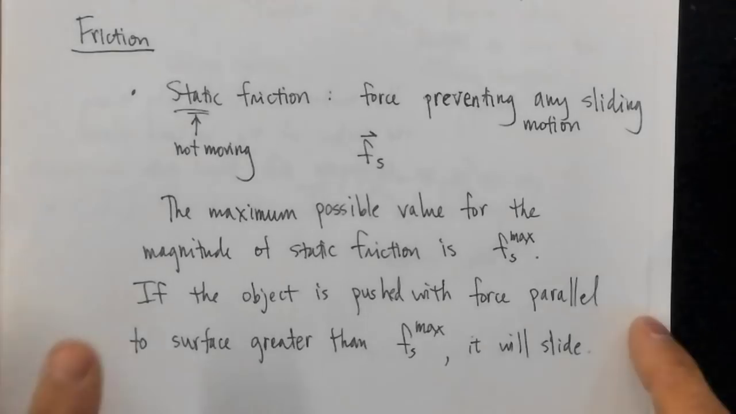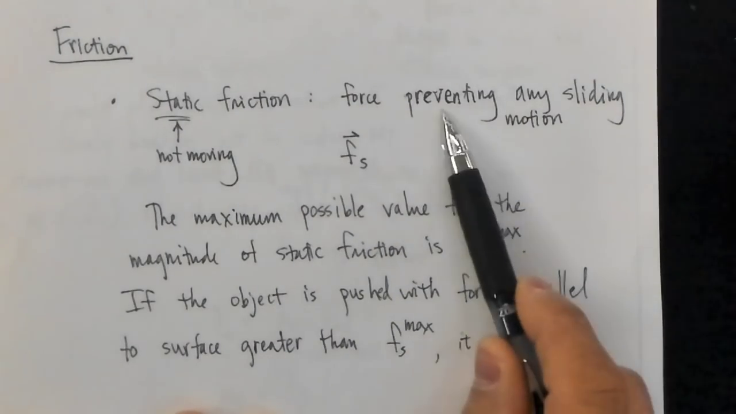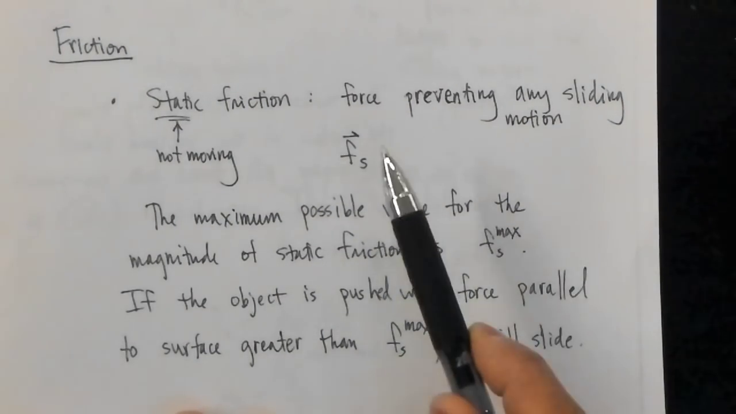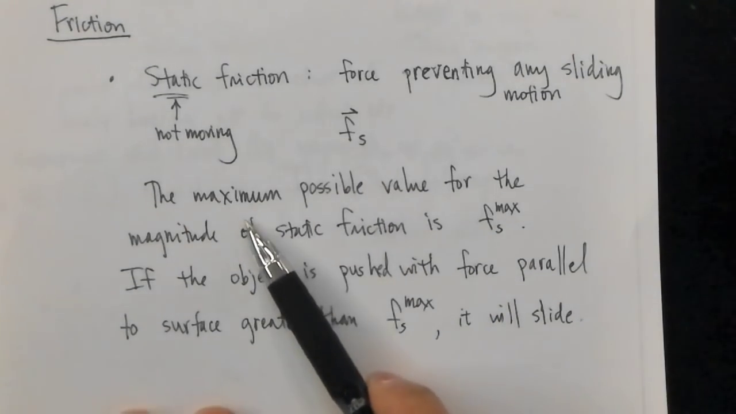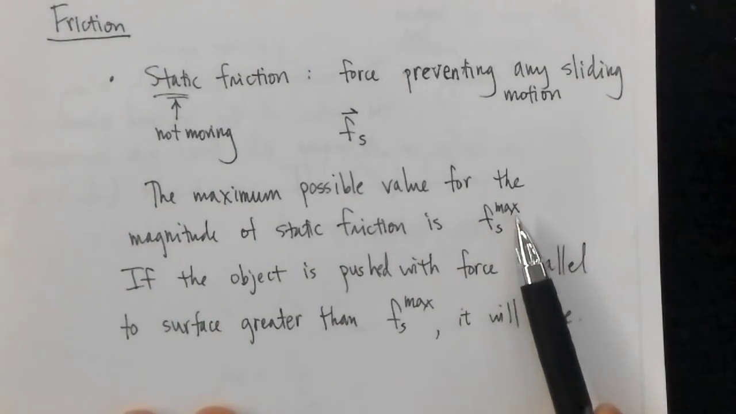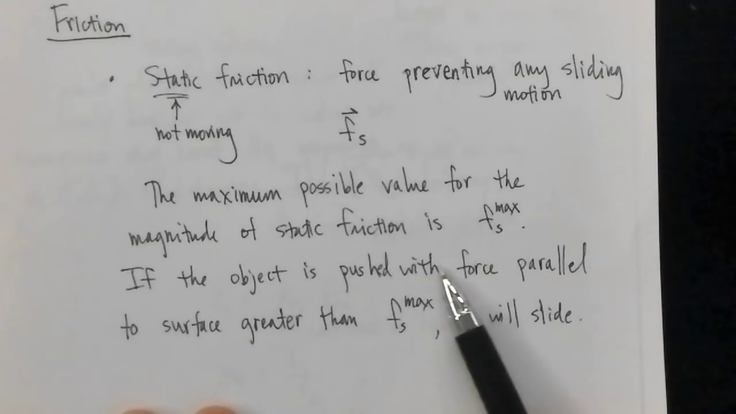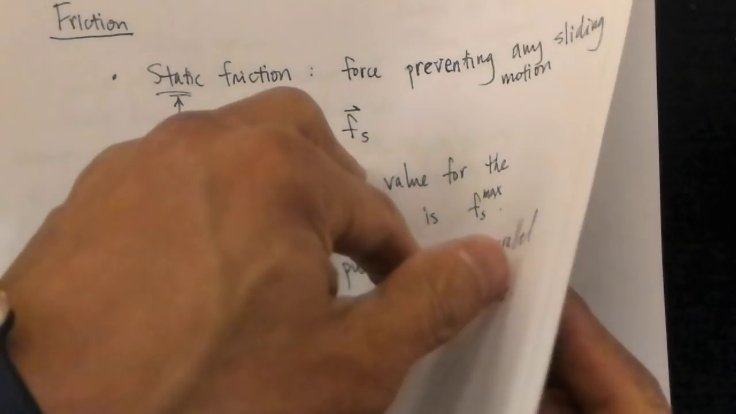Okay, friction. Static friction is the first thing we talk about. Static means not moving. So that's a force preventing any sliding motion. We call this Fs, sub S for static. The maximum possible value for the magnitude of the static friction force is Fs maximum. If the object is pushed with a force parallel to the surface that's more than this amount, it will slide. So there's some maximum static friction force here. If I push more than that, it will start to slide. If I press with not enough force, then it will not move.